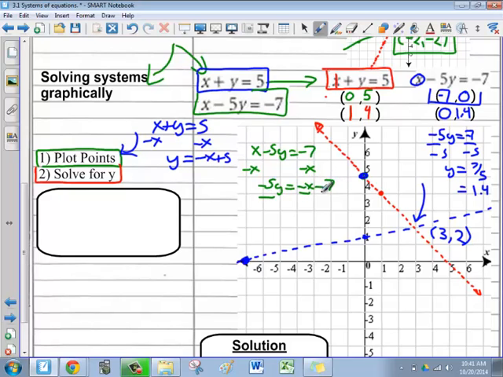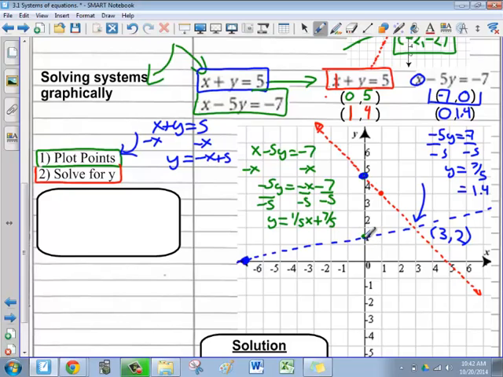Now I have to divide every term by -5. So what I have is y is equal to, a negative divided by negative is a positive, right? So I got 1/5 x. Negative divided by negative again is a positive again, 7/5. Now remember, this right here is our y-intercept. This is our slope. So our y-intercept is 1.4, which was right here, and our slope is 1/5.